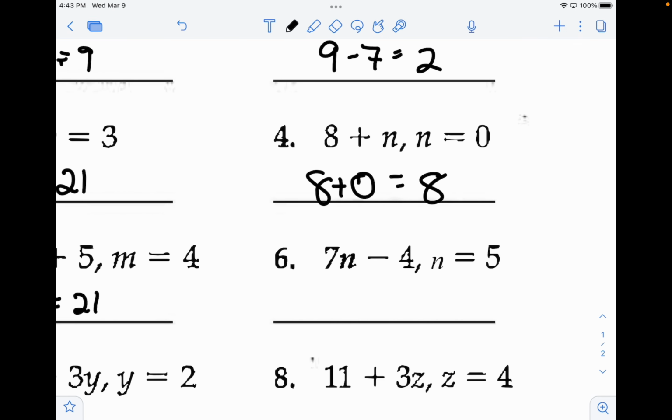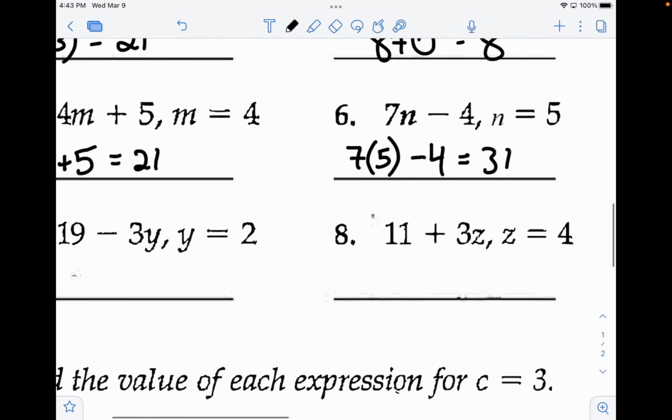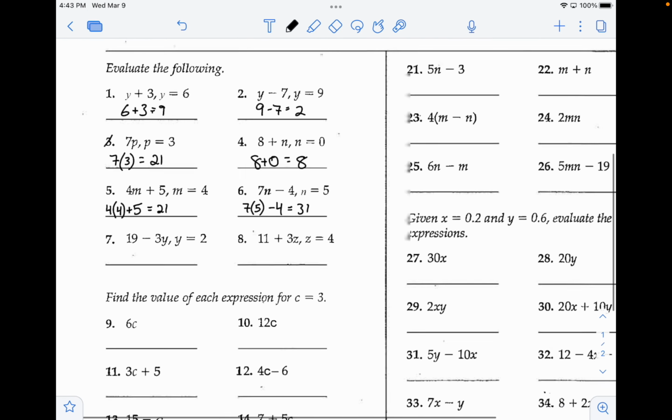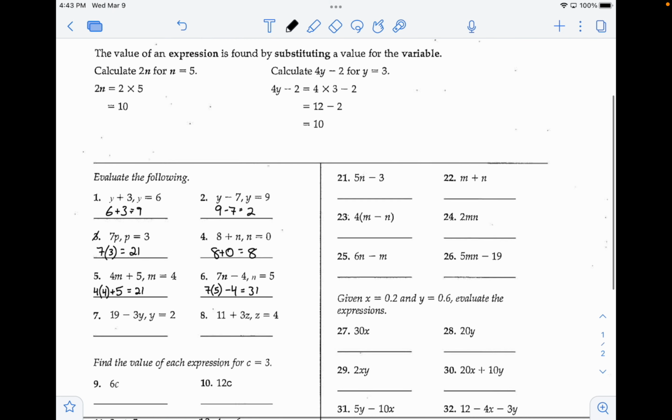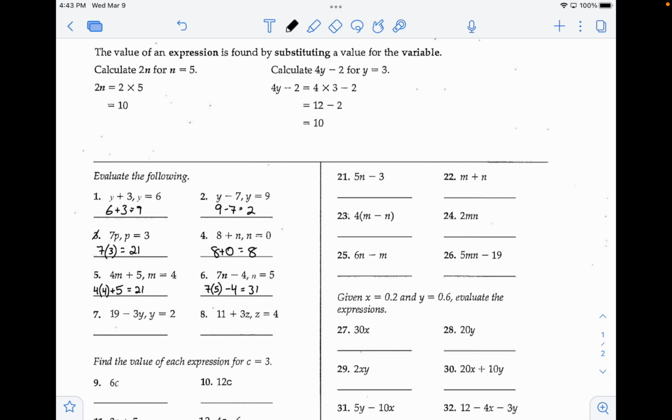7n minus 4, where n equals 5. Substitute the 5 for the n, and put it in brackets so that we know we're multiplying. 7 times 5 is 35. Subtract 4 equals 31. So that's what it means when it says substitute values for variables. We can find the value of the overall expression when we substitute in these values.